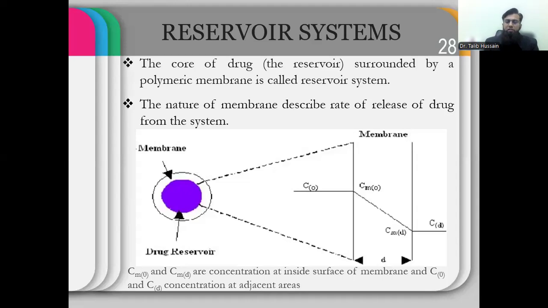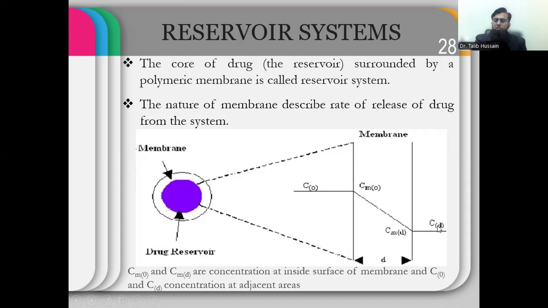Starting with the reservoir system, there is a central core material which is the active ingredient, and there is a polymeric membrane around the core material. If we draw a cross-sectional sketch, we will find an internal area which has a drug concentration of C0. There is a membrane area which has a membrane concentration Cm, and outside the membrane is the biological fluid.